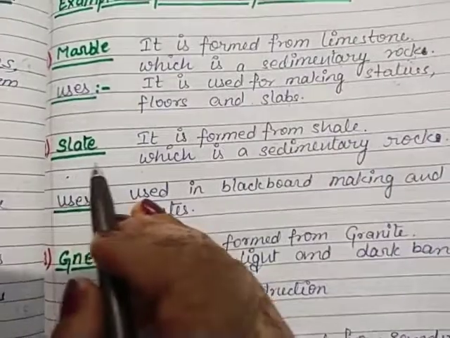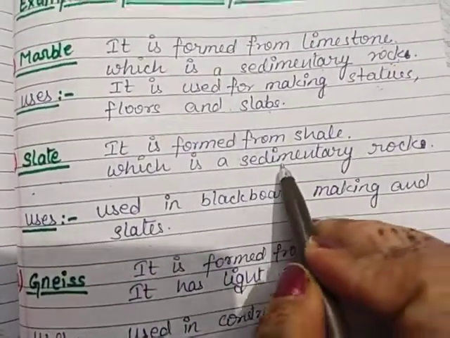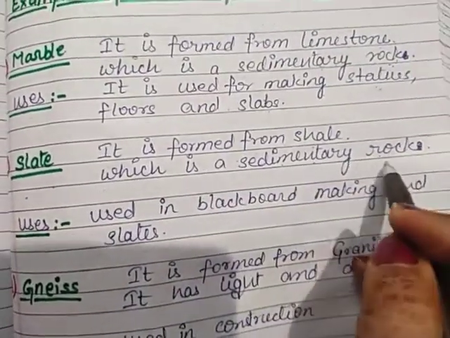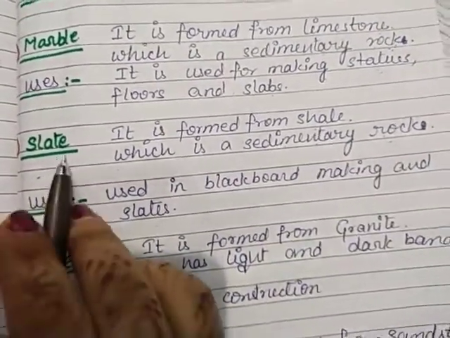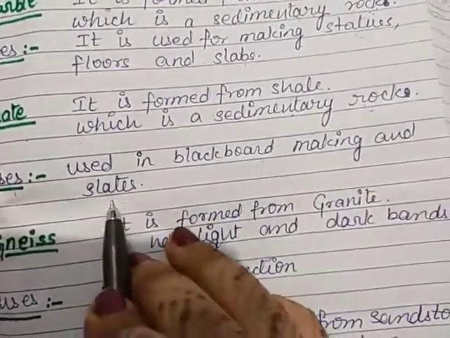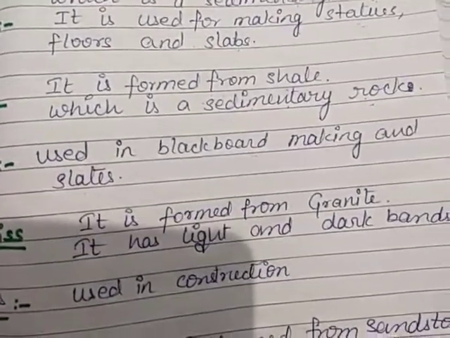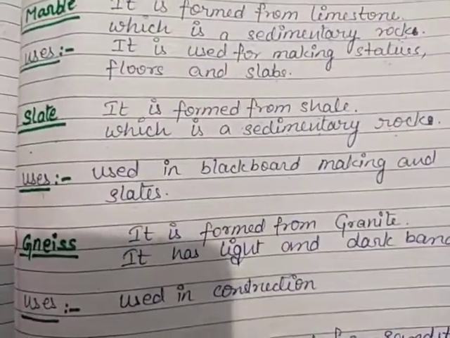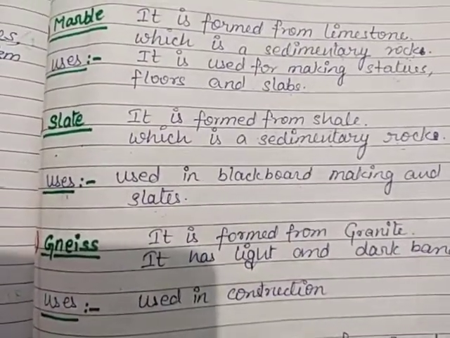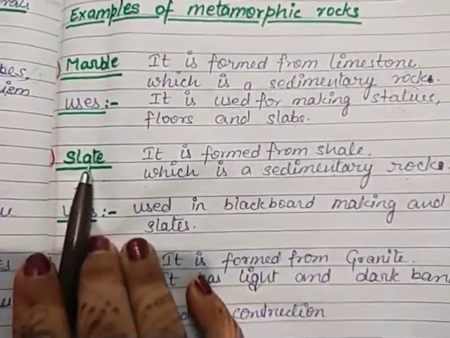Now the next is slate. It is formed from shale, which is a sedimentary rock. And the uses of slate: it is used in blackboard making and slates. Blackboards of the schools are made of slate, and the slates are also named after this metamorphic rock.